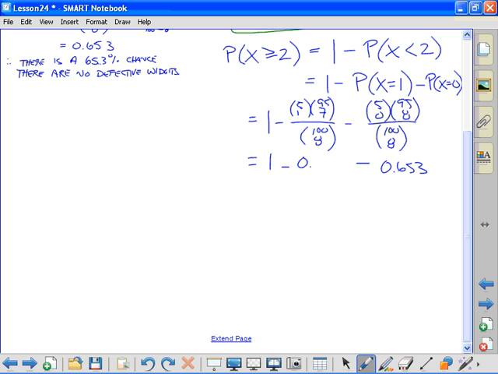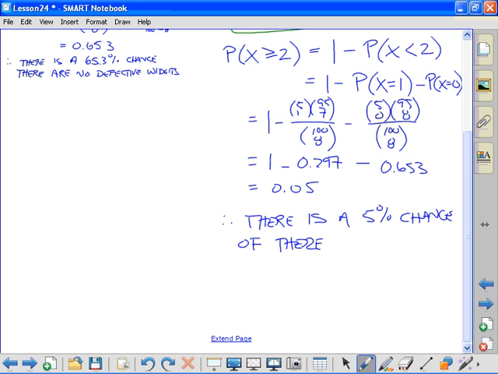I get 0.297. Cleaning that up, 1 minus 0.297 minus 0.653, 0.05. So therefore, there is a 5% chance of there being two or more defective widgets.